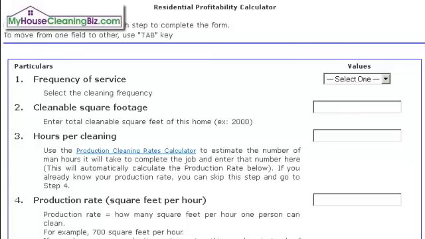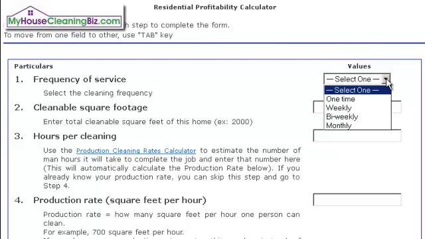Hi everyone, this is the profitability calculator, and underneath each of the steps are some instructions, so you can read that as you go through the calculator, and as you go from one field to the next you can use your tab key. So the first thing you're going to do is enter the frequency of service.